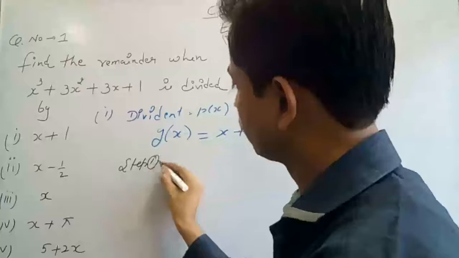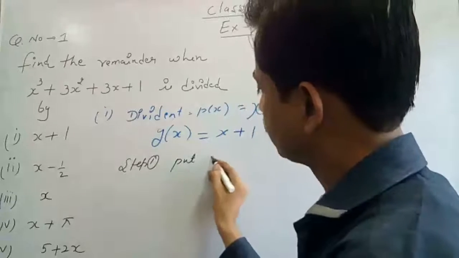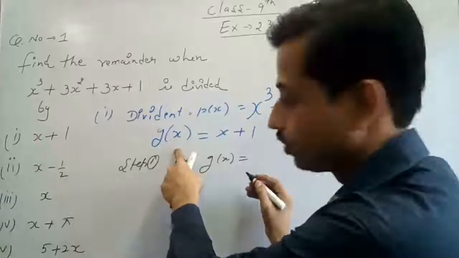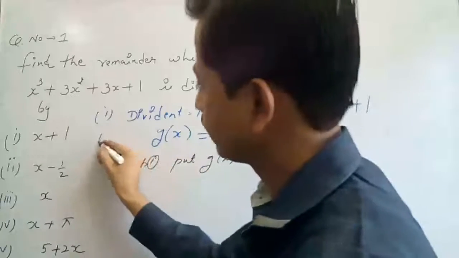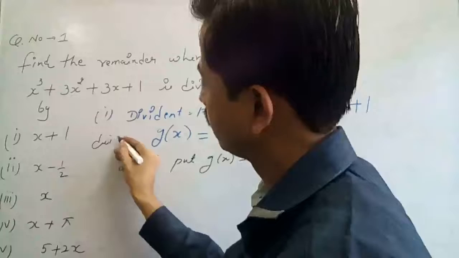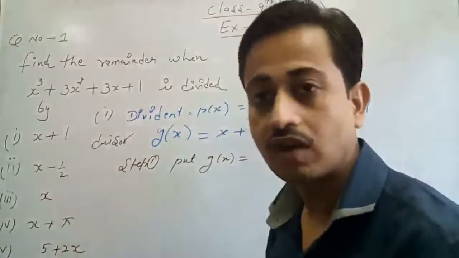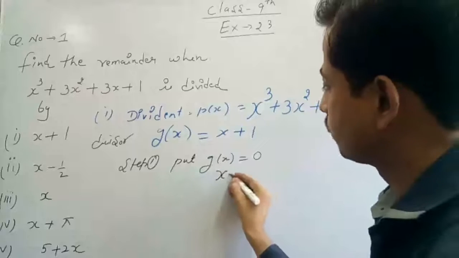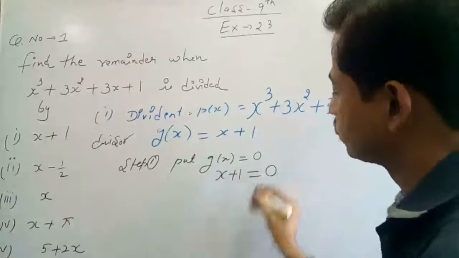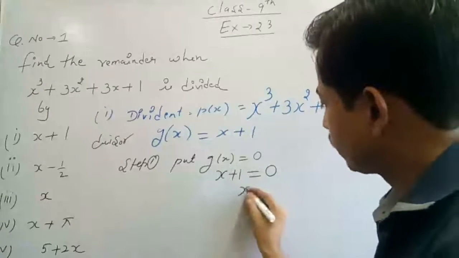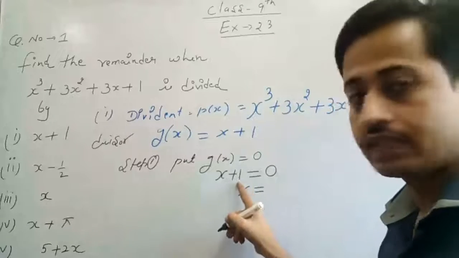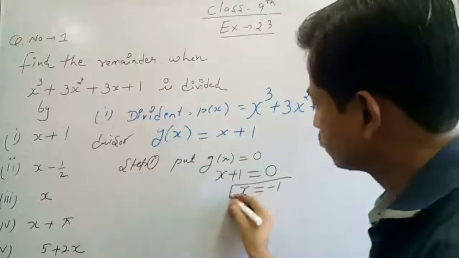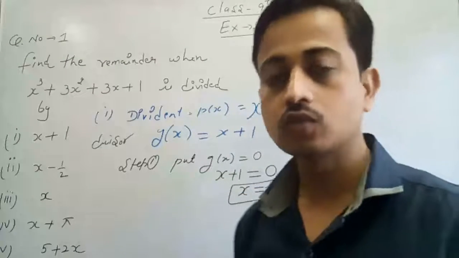Step 1, put g of x, this is our divisor polynomial, equal to 0. If we put x plus 1 equal to 0 and find the value of x, we take 1 to the right hand side, so the value of x is equal to minus 1.